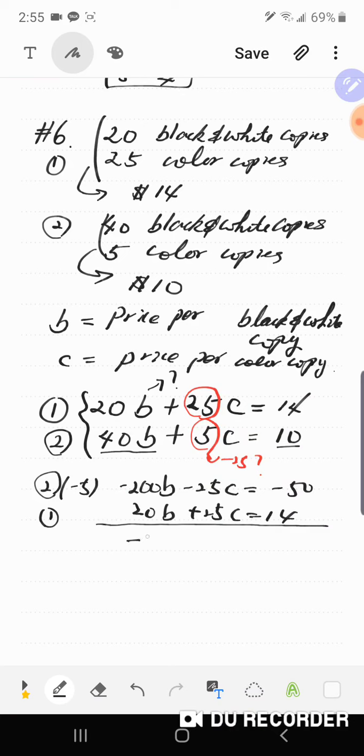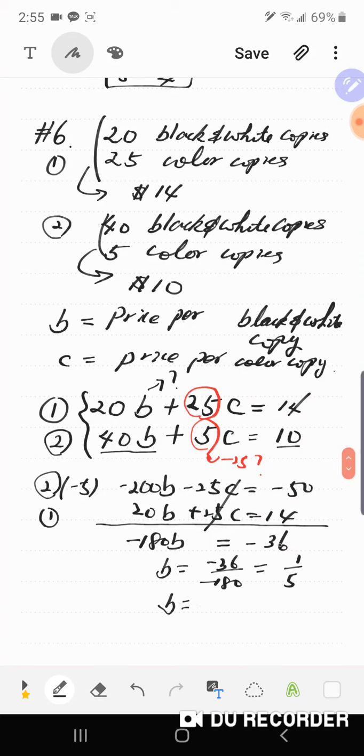So negative 180b, these two cancel out. And then negative 36. So b is equal to, divide each side by negative 180. Then this is 5, 1 over 5. Is it 1 over 5? So 5 times 6 is 30. Yes, it's 1 over 5. So b, each black and white copy is $1 over 5, which is $0.20, right? 20 cents.